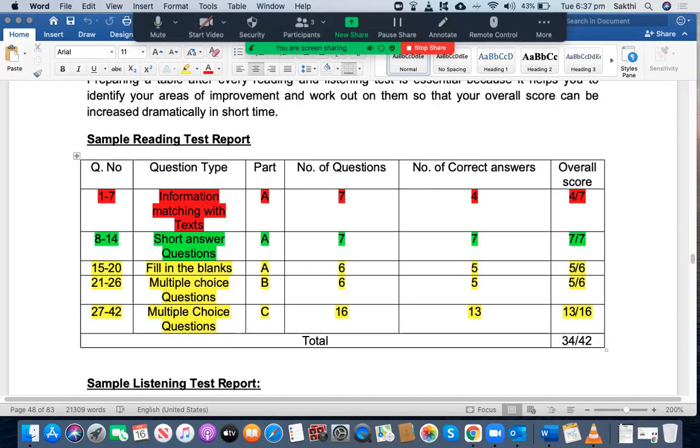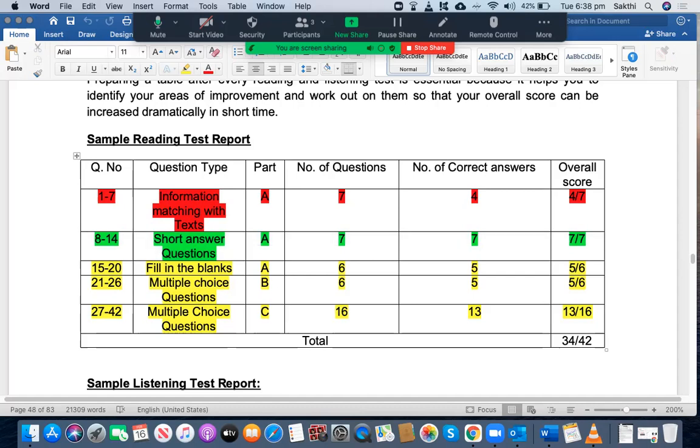For example, for questions 8 to 14, we have short answer questions, and these fall under part A. I have 7 questions and I got all 7 of them correct. Wow, that's good. This means you are very strong in short answer questions and you don't need to focus on this too much.